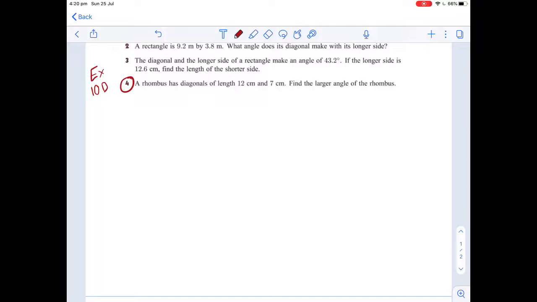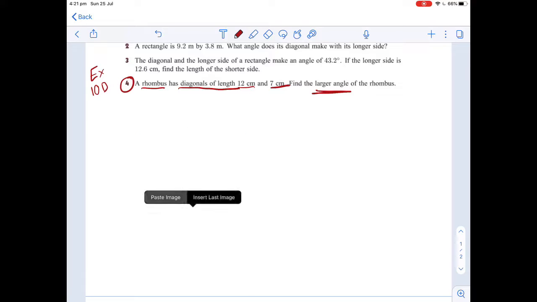Hi everyone, we're going to have a look at question 4 on exercise 10D in this video. So the question says a rhombus has diagonal lengths of 12 centimeters and 7 centimeters. Find the larger angle. So the first thing you need to know is what is a rhombus. A rhombus is pretty much a fancy name for a diamond.